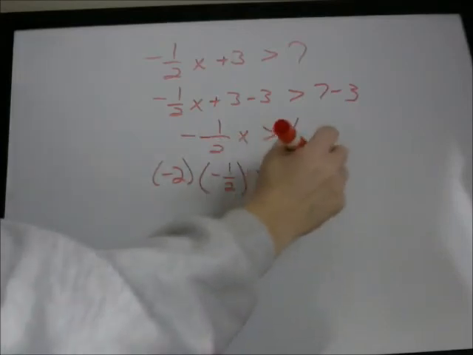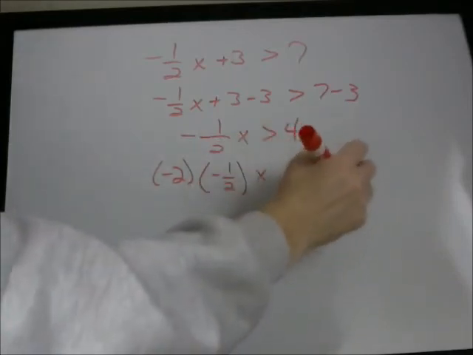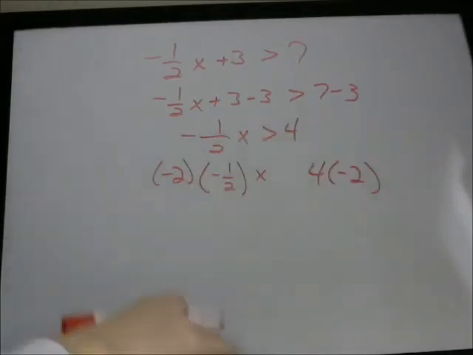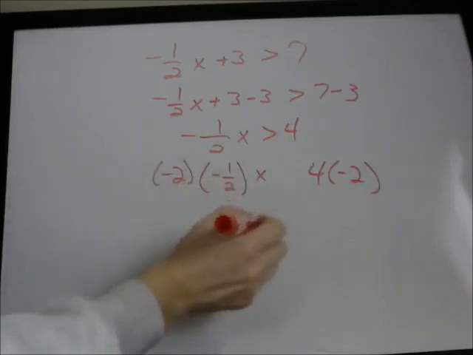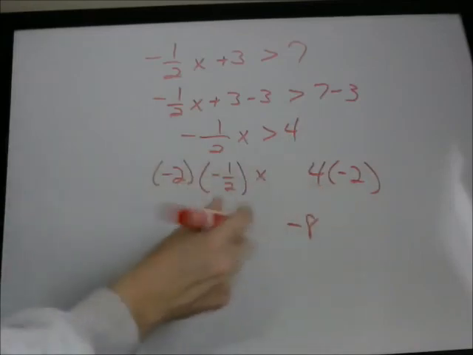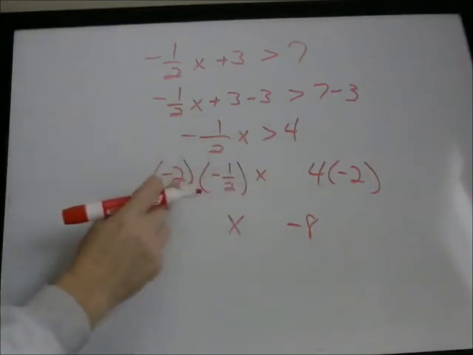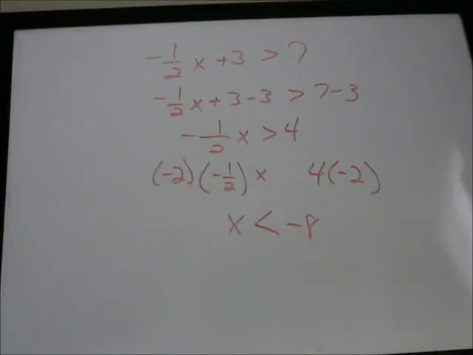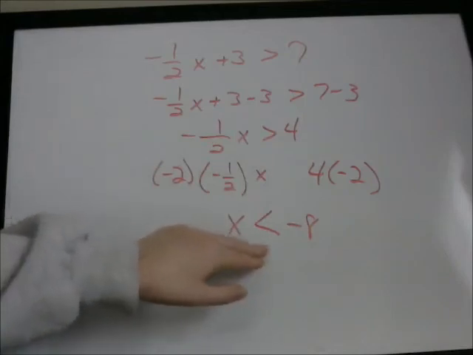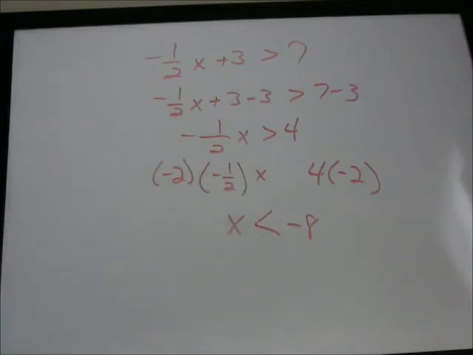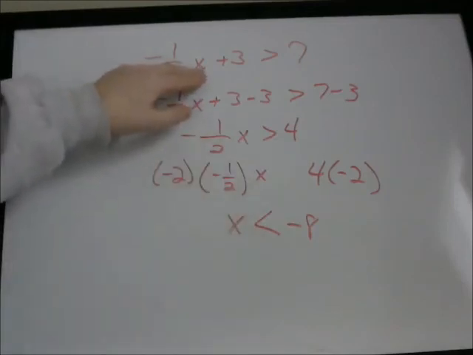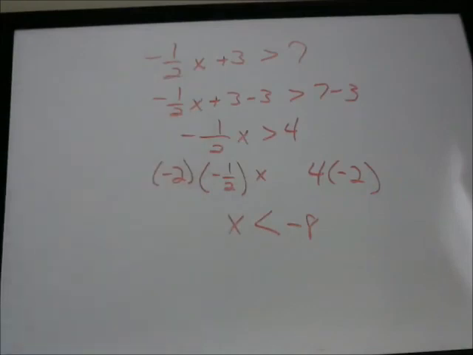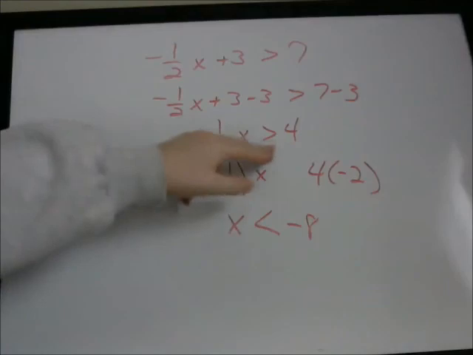If we do that on one side, we have to do it on the other side. We have to multiply the other side by negative 2. So those cancel, and we end up with x on one side and negative 8 on the other side. But we multiplied by a negative number, so we have to switch that sign. So the answer is x is less than negative 8. So negative 9, negative 10, negative 11, all of those numbers will work in this to make that inequality true. So the key is, if you multiply or divide by a negative number, you have to switch the sign.